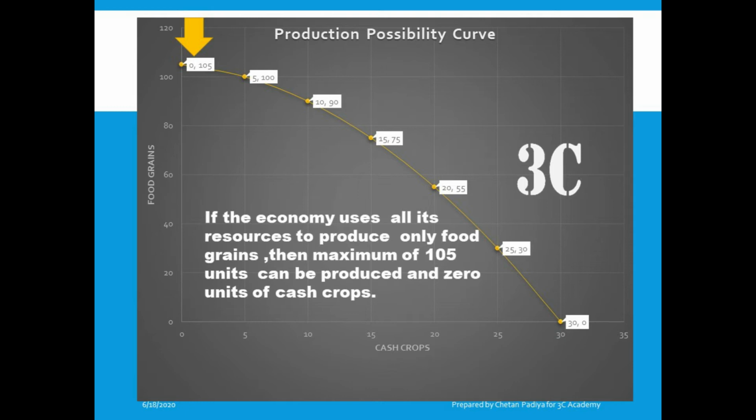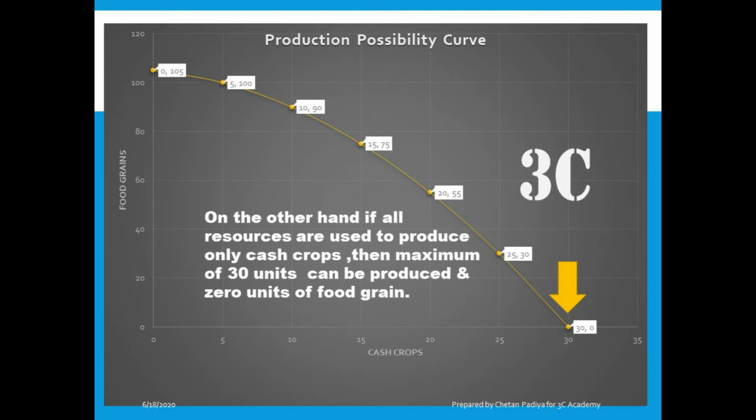That is 0, 105, with the arrow marked over that point. On the other hand, if all the resources are used to produce only cash crops, then a maximum of 30 units can be produced and 0 units of food grain. You can see this with the arrow marked over the 30 E point.